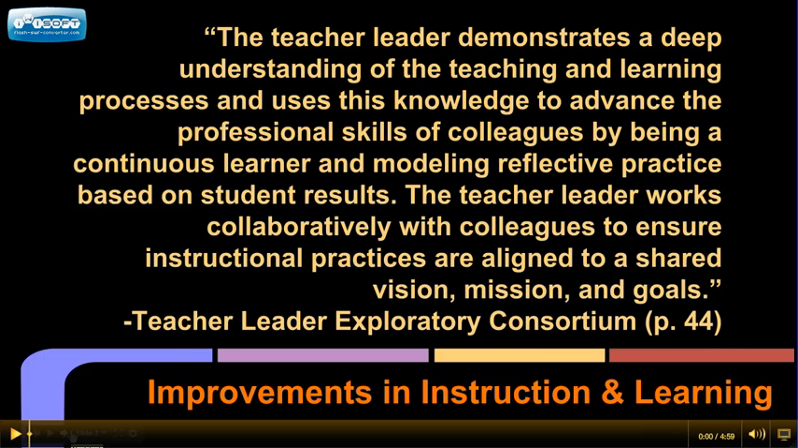So this is all about improvements in instruction and learning, and the actual standard verbiage reads, the teacher leader demonstrates a deep understanding of the teaching and learning processes and uses its knowledge to advance the professional skills of colleagues by being a continuous learner and modeling reflective practice based on student results. The teacher leader works collaboratively with colleagues to ensure instructional practices are aligned to a shared vision, mission, and goals.